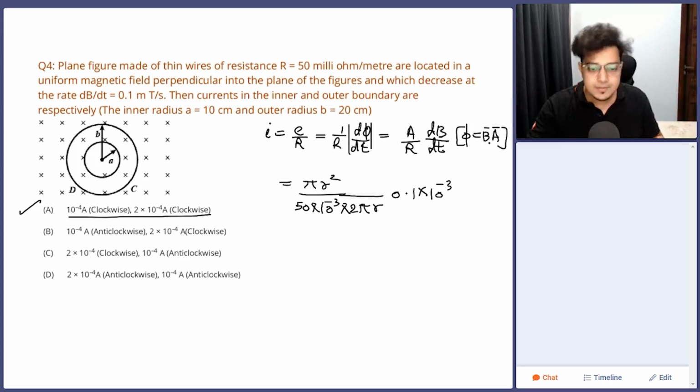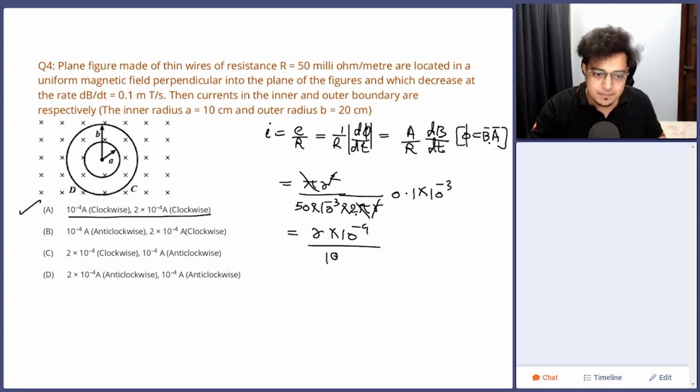Fine. So we can simplify now. Pi cancels. R cancels. And then 5 into r in the numerator as it is. This we can simplify as 10 raised to minus 4 in the numerator, 0.1 and 10 raised to minus 3 will become 10 raised to minus 4. In the denominator, 50 into 200 into 10 raised to minus. Or we could have cancelled 10 raised to minus 3 right here, 10 raised to minus 3, 10 raised to minus 3. So only minus 1 is remaining. Okay. And if I pull that in the numerator, I will get 10 raised to minus 3, right?